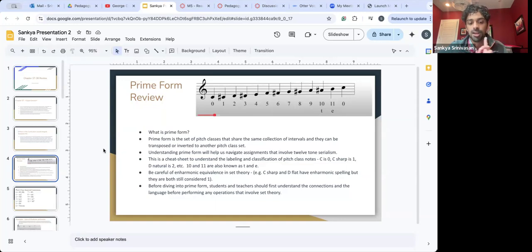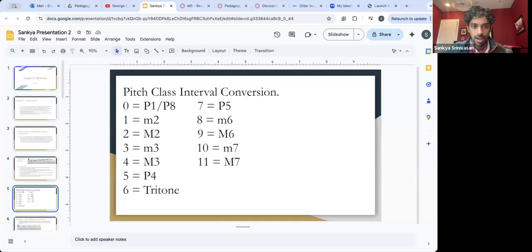Now be careful of the enharmonic equivalence of set theory. Example, C sharp and D flat have enharmonic spelling, but they are both still considered 1. Before diving into prime forms, students and teachers should first understand the connections and the language before they perform any operations that involve set theory.